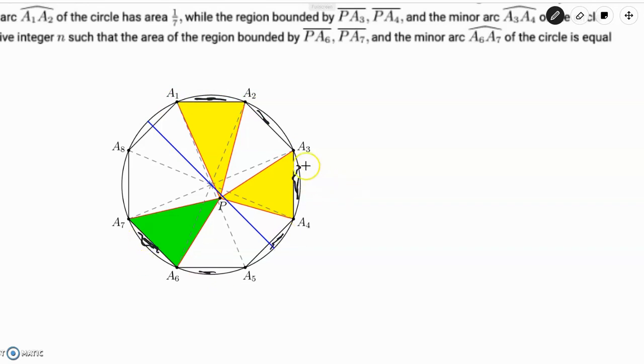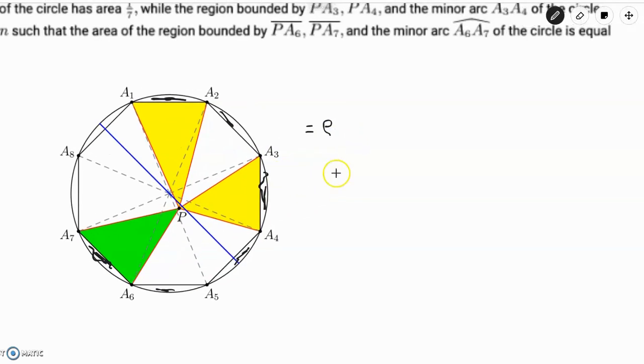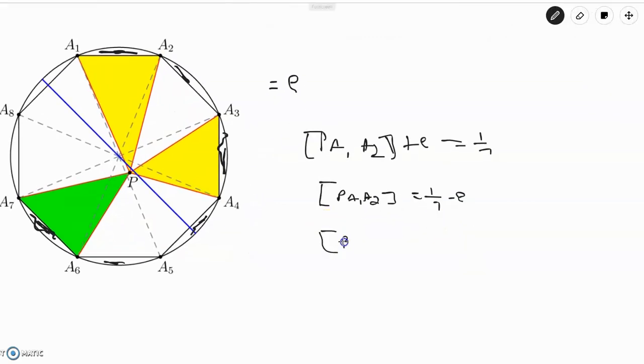So we can just call the area of this weird region bounded by the minor arc equal to E. We'll call that E. Now the area of PA1, A2 is equal to the area of the triangle PA1, A2, plus this other black region, which is E, is equal to 1/7. And so the area of triangle PA1, A2 is equal to 1/7 minus E. Similarly, the area of triangle PA3, A4 is equal to 1/9 minus E.